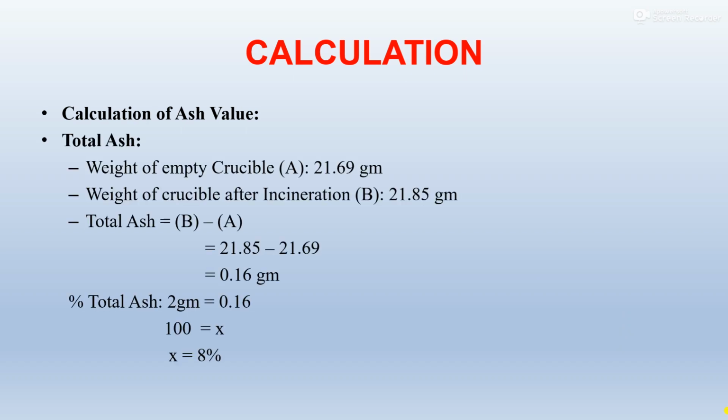So here are the calculations. Calculation of ash value. First we will calculate for total ash. Weight of empty crucible noted as A is 21.69 gram. Then weight of crucible after incineration, noted as B, is 21.85 gram. Then the total ash was obtained by subtracting A from B and the value obtained was 0.16 gram. Then the percent total ash was calculated by considering 2 grams gives 0.16 gram, so 0.16 by 2 x 100 will give x. So the percent total ash obtained was 8%.